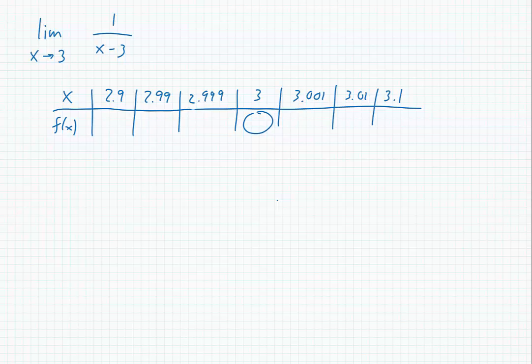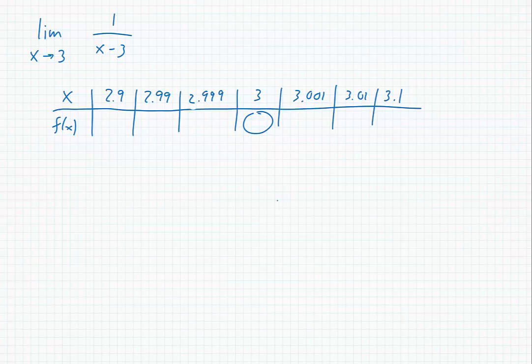I've also put this function into my calculator. Again, using the y equals menu, I put it into y1. I made sure I put parentheses around the bottom so I didn't have any problems with the division there. My table settings are still set to ask as they were in the previous video, and I'm using the table function once again to fill in my numbers.